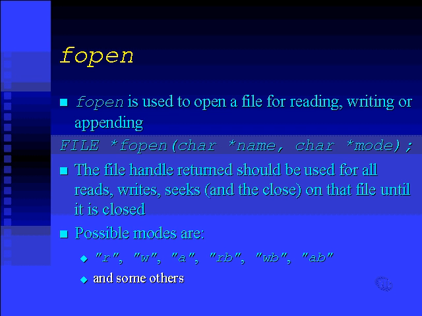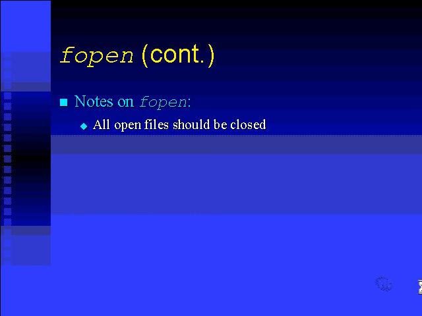There are a few other modes that you can open files in, but they're not very commonly used, not important, and I'm not going to go into them now. Look them up in the reference texts if you need to. Notes on using fopen. Obviously all open files should be closed. You should get into the habit of doing this. Every time you write an fopen, go automatically and write the fclose for it somewhere. Just get into the habit of doing that.